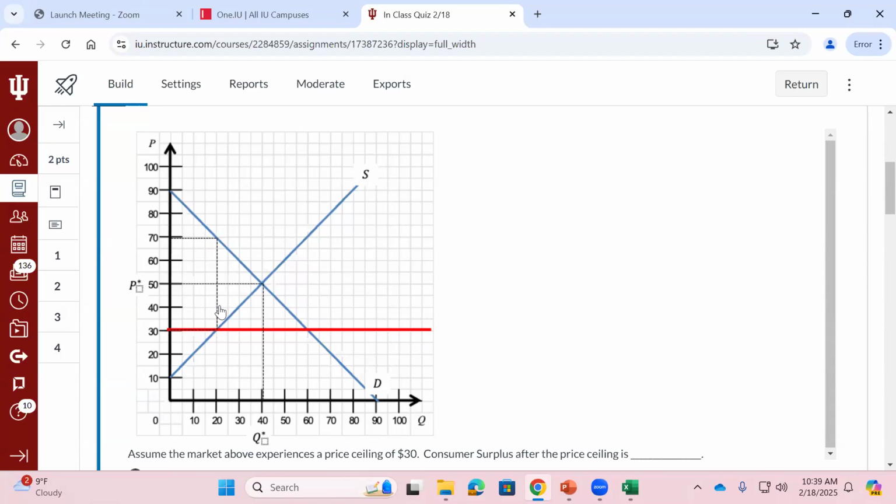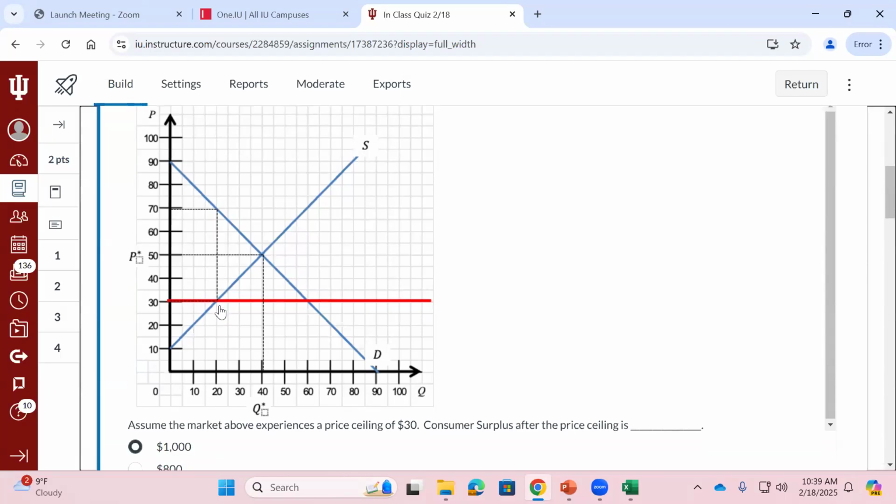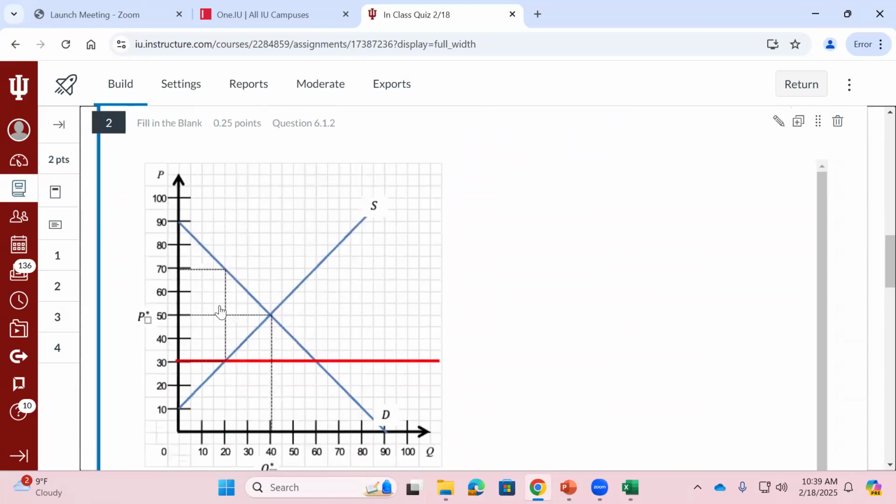We're good with that? Okay. We're going to keep using this stuff next class for sure.